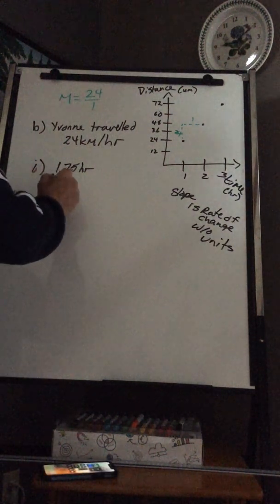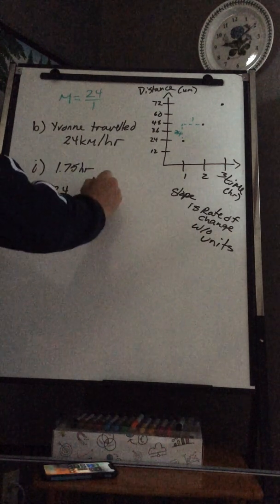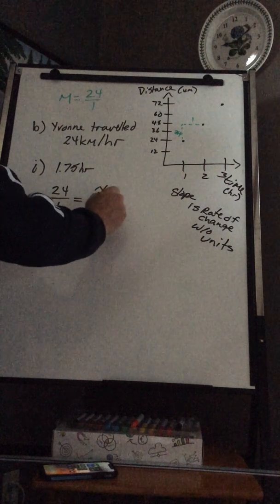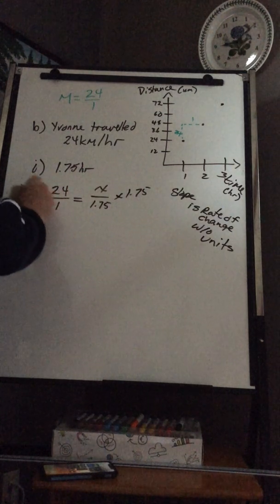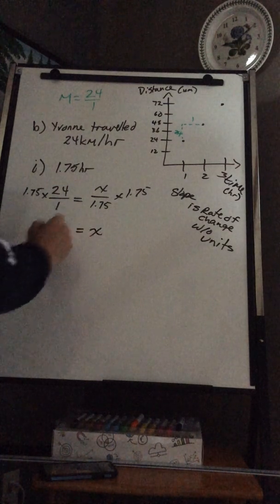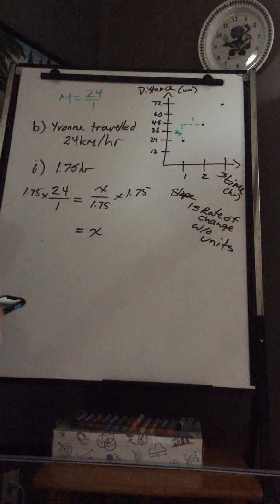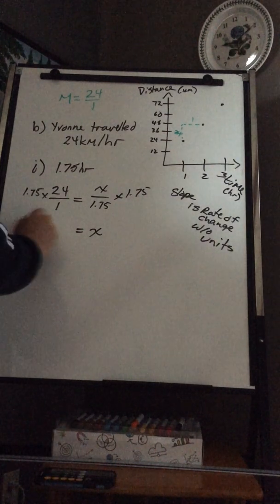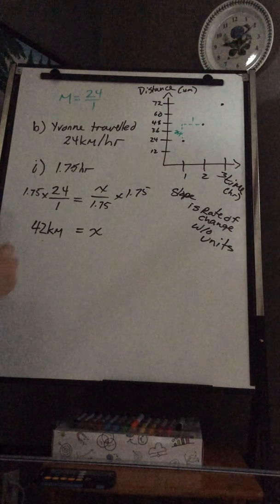So if she traveled 24 kilometers in 1 hour, how many kilometers did she travel in 1.75? To get x alone, I'm going to multiply both sides by 1.75. And I get x equals, I think it's 42. I'm going to double check. 1.75 times 24, 42. So 42 kilometers. So Yvonne traveled 42 kilometers in 1.75 hours.